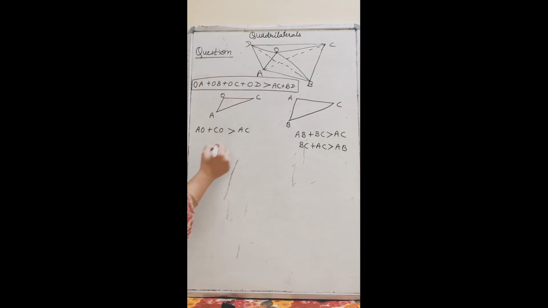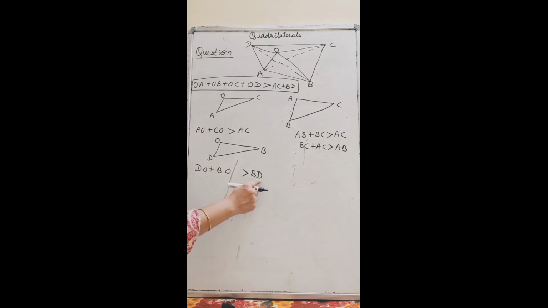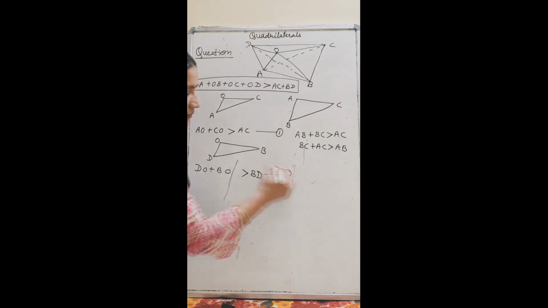Similarly, we will take another triangle, and we write the name of the triangle. This is O, here D, and this one part is here C. And we have to prove here, this is the part B, BD smaller, so we will write BD on the right hand side. And the rest of the two sides are here DO and BO. So the sum of two sides is greater than the third side. DO plus BO is greater than BD. This is our equation number 1, and this one part is our equation number 2.